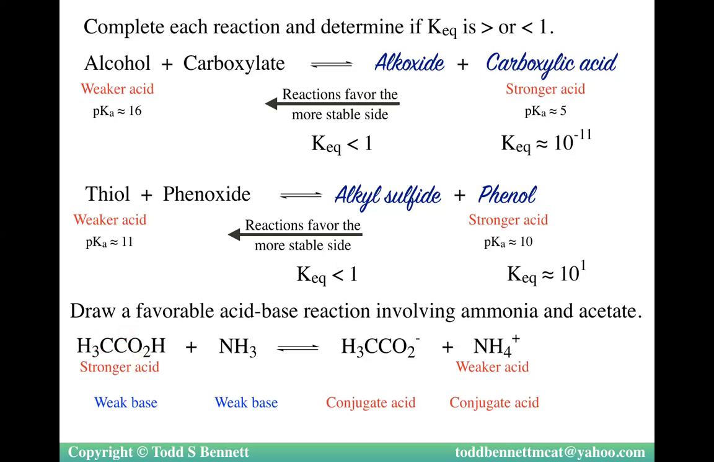So let me just do the math. This is around 5. This is around 10. Ka equals 10 to the 10 minus 5, which equals 10 to the 5th, which is greater than 1, so it would be favorable as drawn. So I've double checked it, and I feel pretty good about this one. This is a tough question.